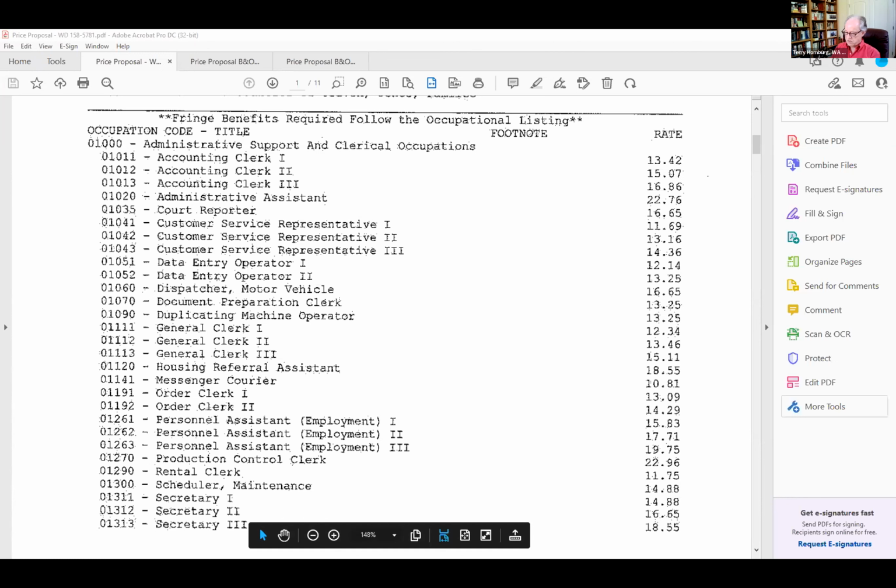We're getting close to the back. So wage determination is really two parts. This is the first part of how much you need to pay your employees at a minimum. Now, if we go back to page 7, 8, page 8 of 11.